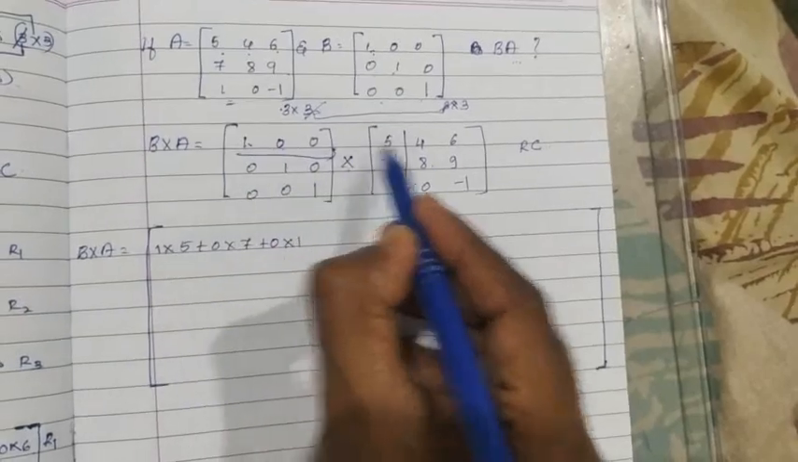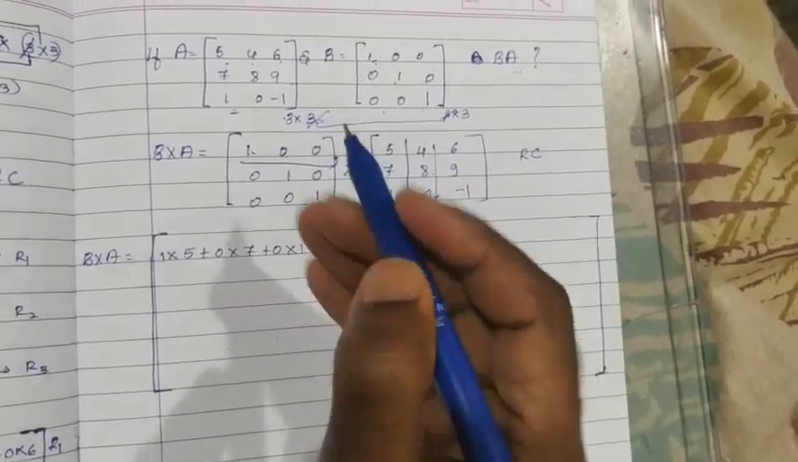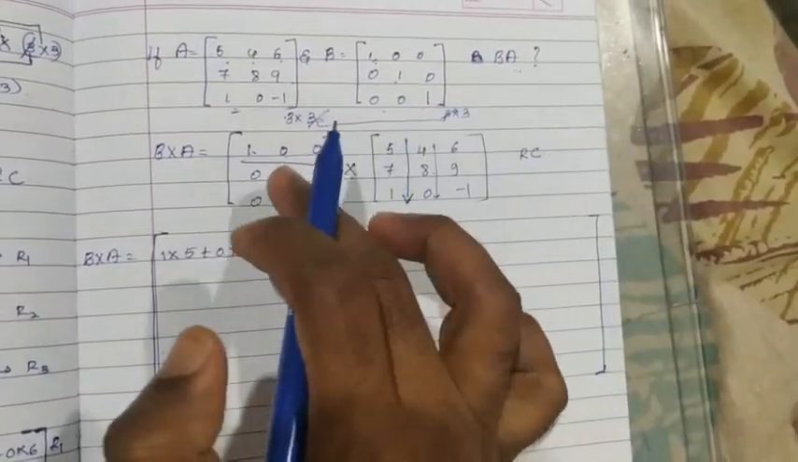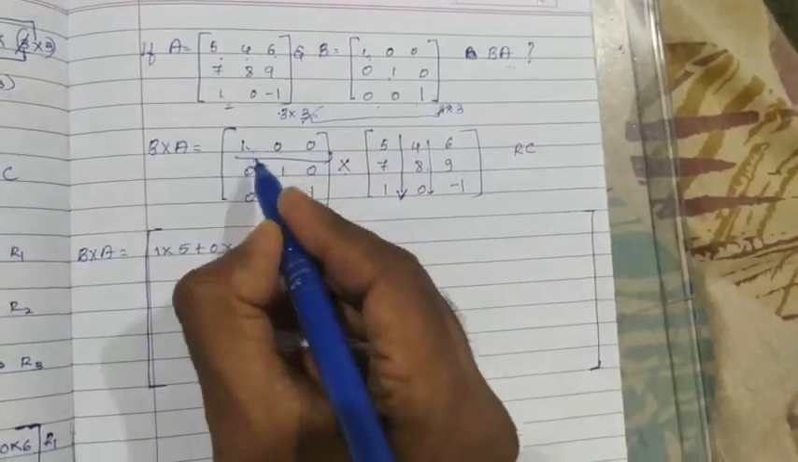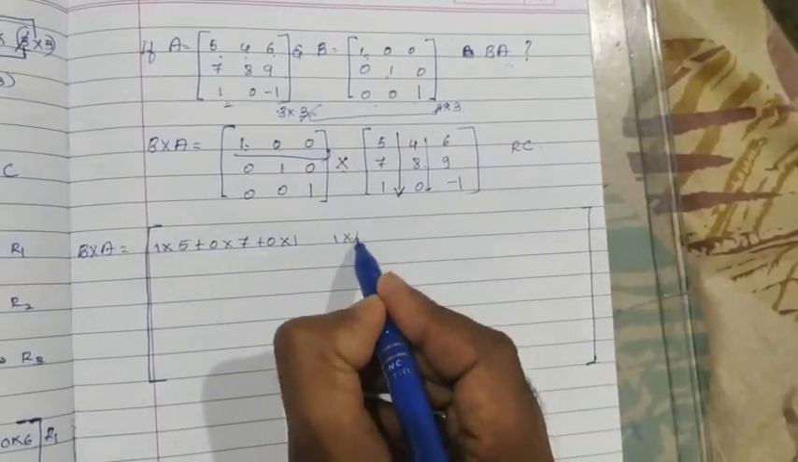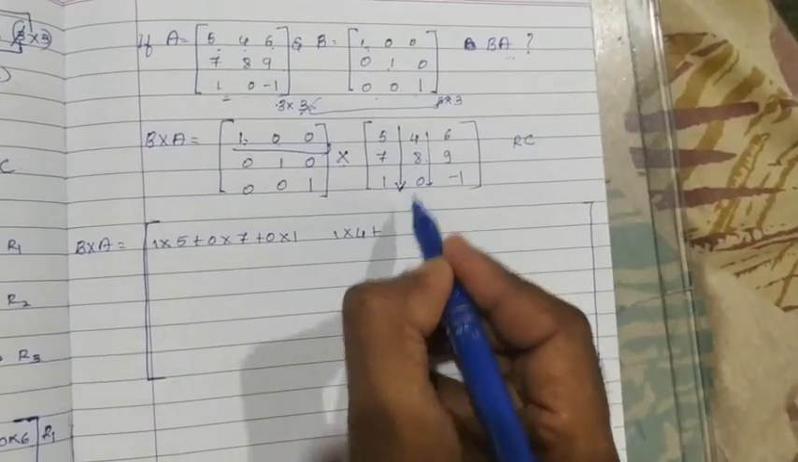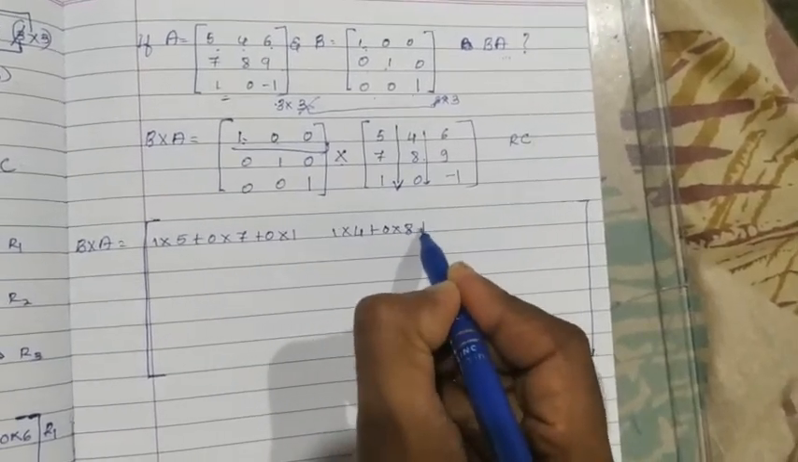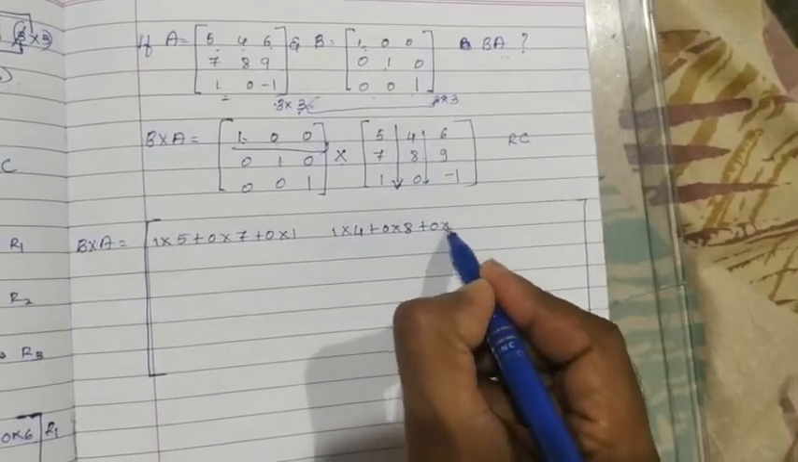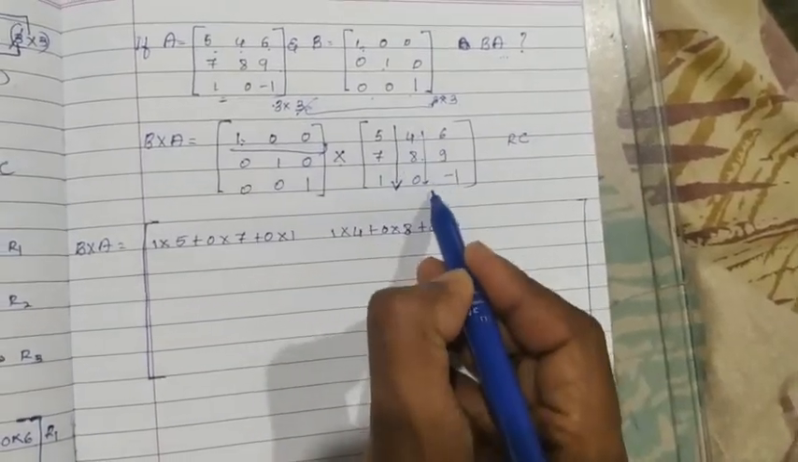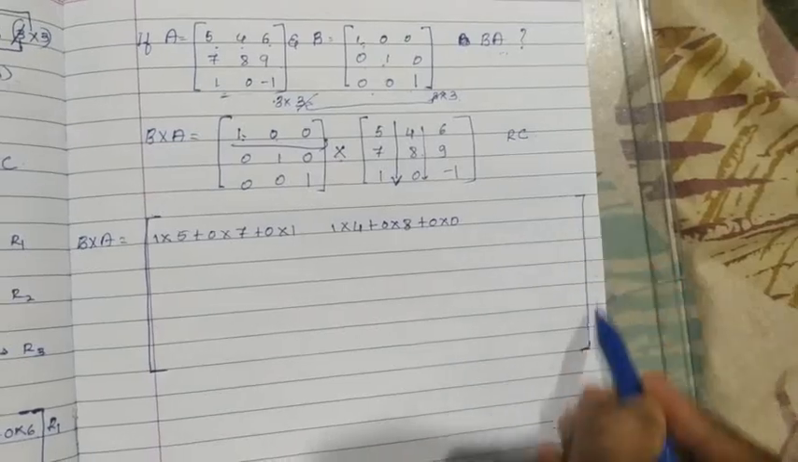The next one is the first row, second column element. So how many columns are there? We have to multiply each of them with the first row. That is 1 into 4 plus 0 into 8 plus 0 into 0. This is first row, second column. So look here, this is first row, second column.